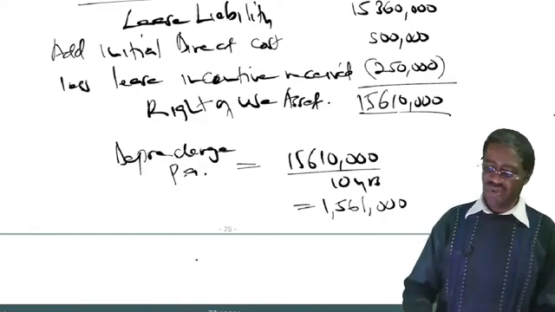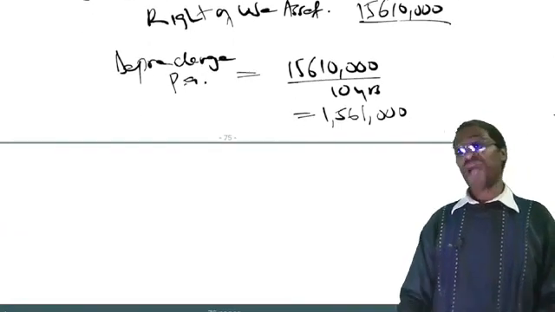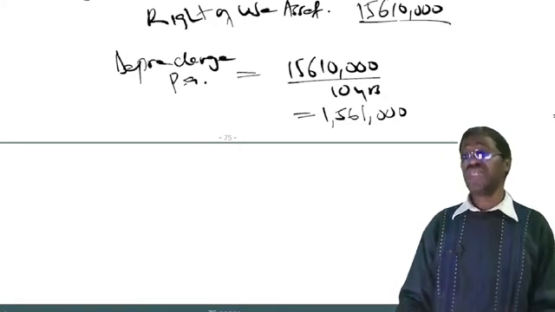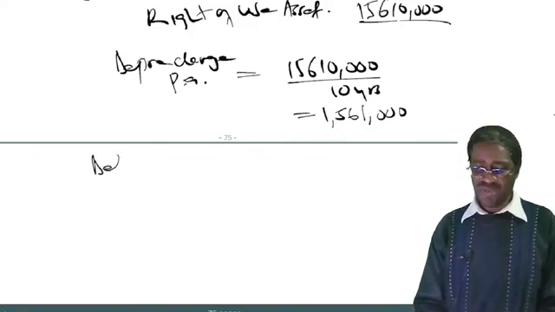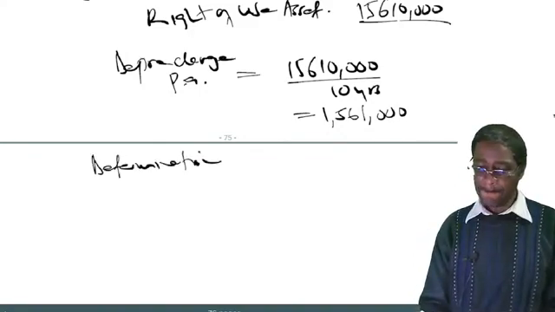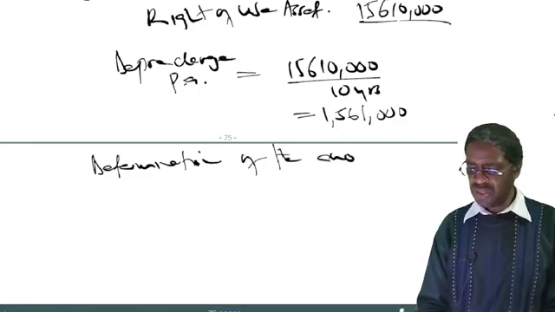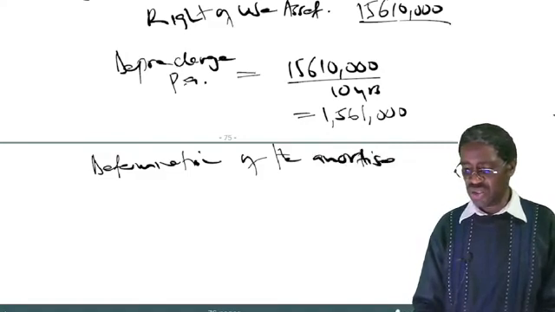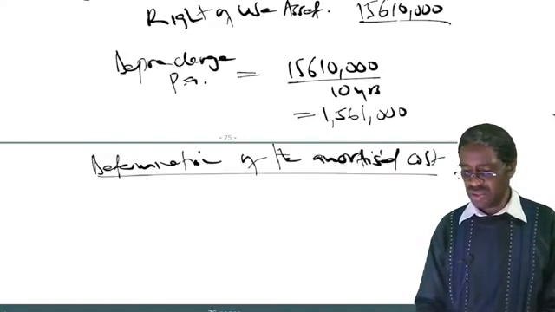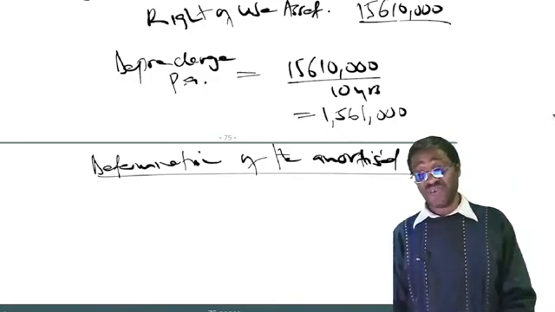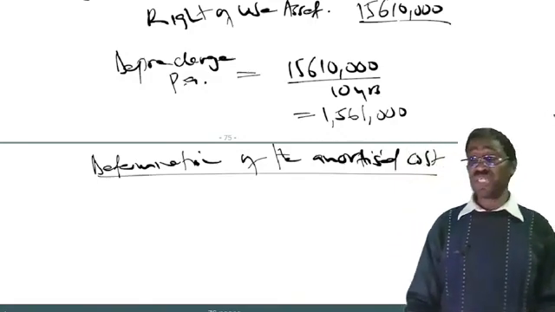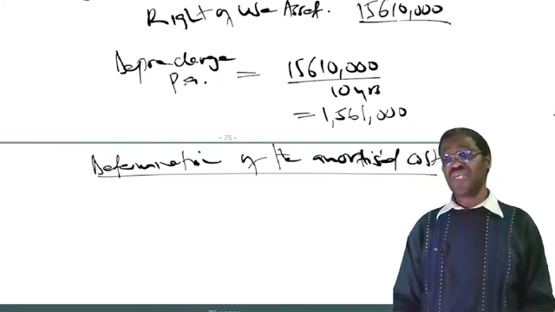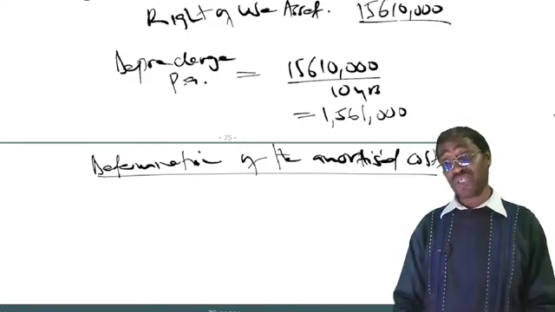Good. Now we compute the amortized cost. So have another subheading: determination of the amortized cost. Now, here I want you to listen carefully again. There is something important I want to explain for the determination of the amortized cost.